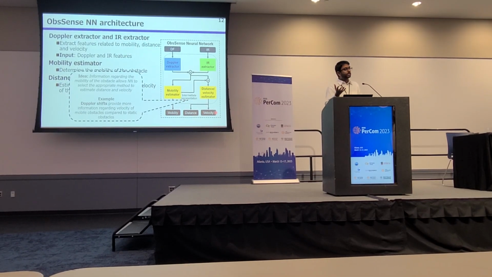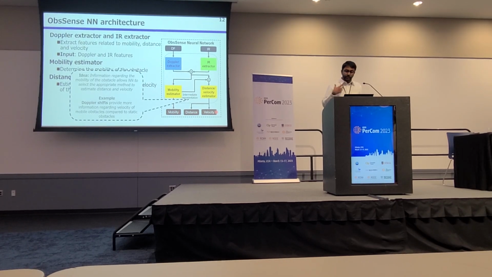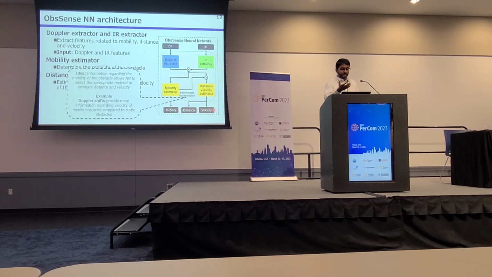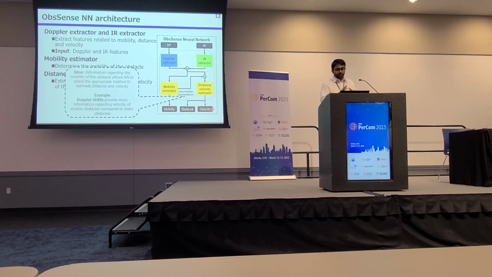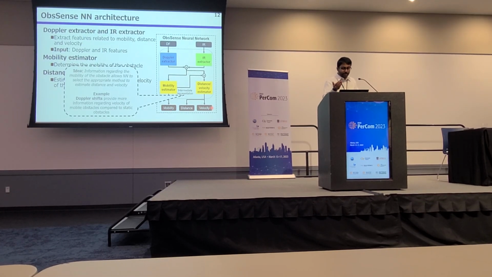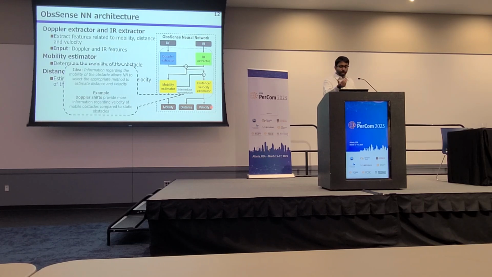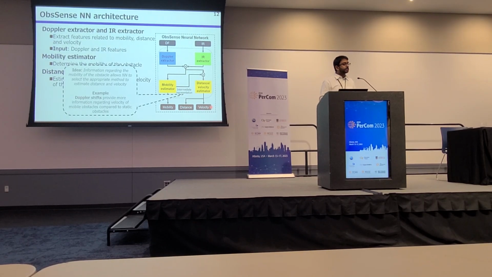So for example, Doppler shifts contained in the DF features contain more information regarding the velocity of mobile obstacles compared to static obstacles. Therefore, the neural network might leverage the DF features to estimate the relative velocity of mobile obstacles compared to that of static obstacles.